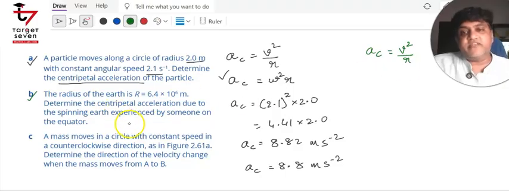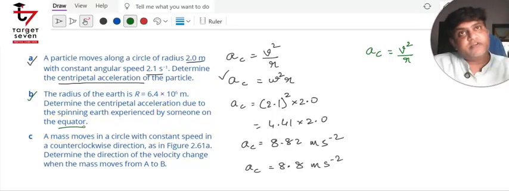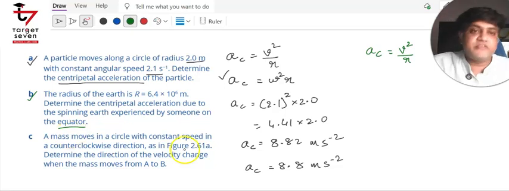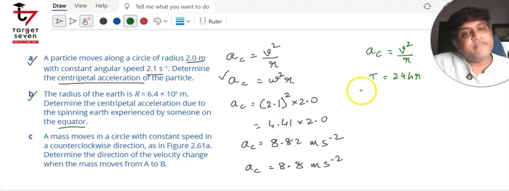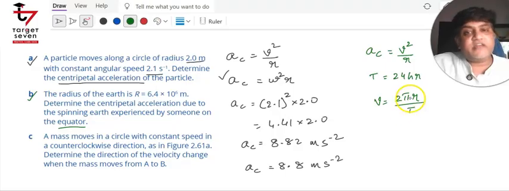Now, since no other value has been provided, we pretty well know a person who is present at the equator will complete one full rotation in one day. So the time period for this particular person would be 24 hours. From this, and since the radius also has been provided, we are in a position to calculate the linear speed. Linear speed, we pretty well know, would be 2 pi r upon capital T. Here, the r would be the radius of Earth itself.